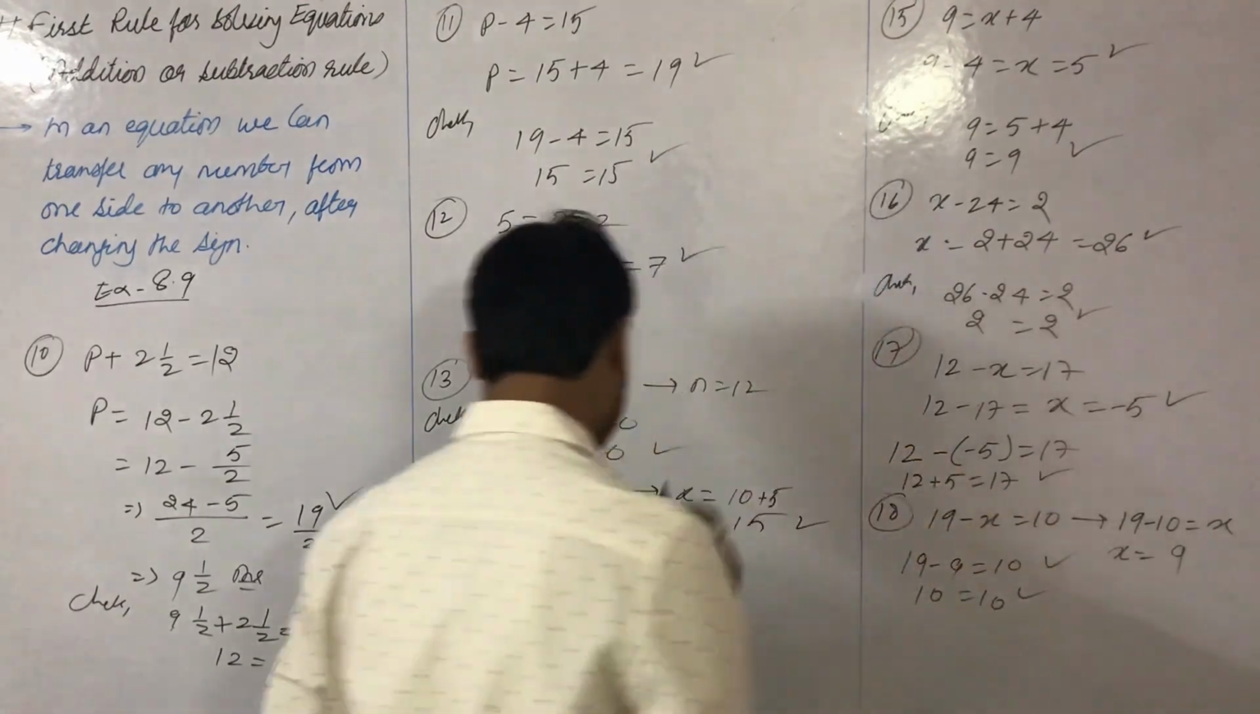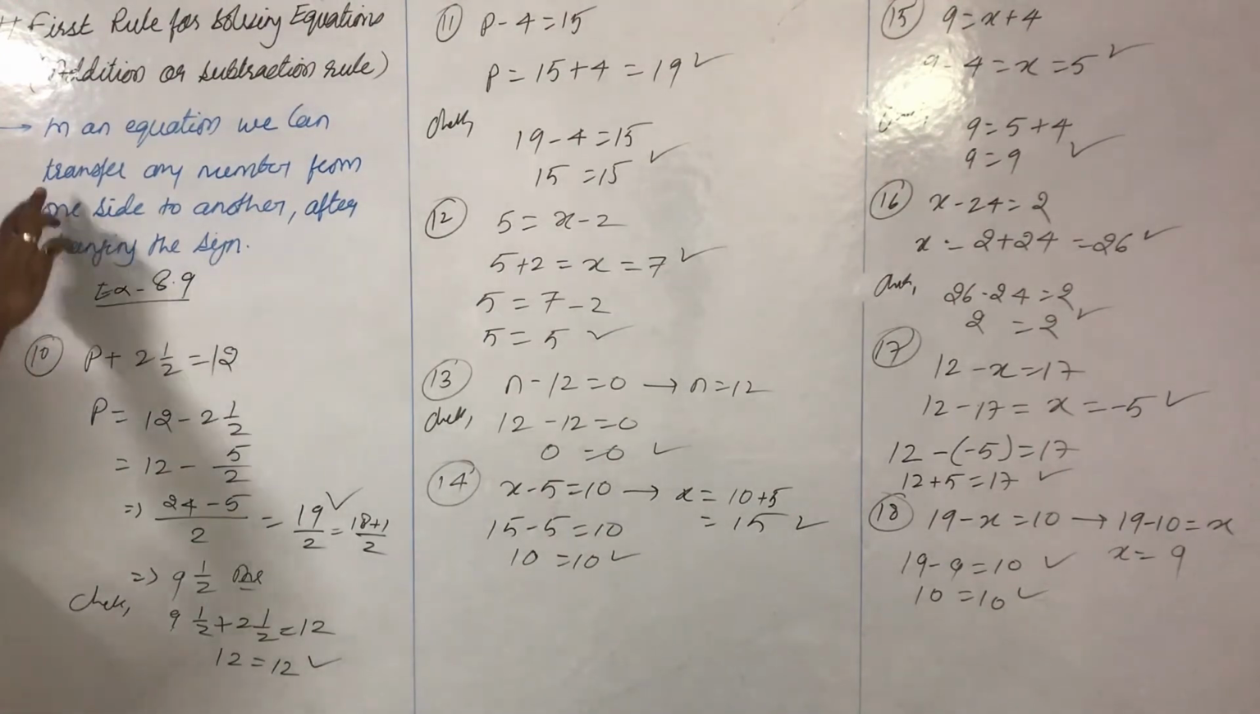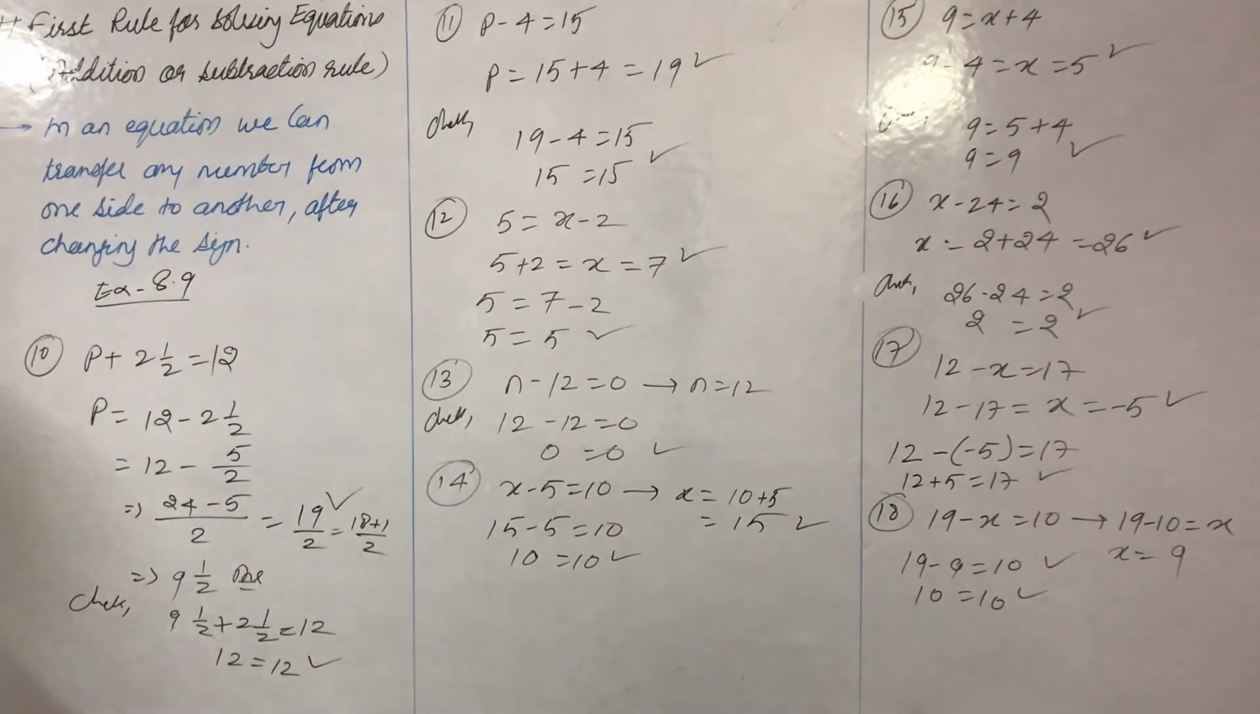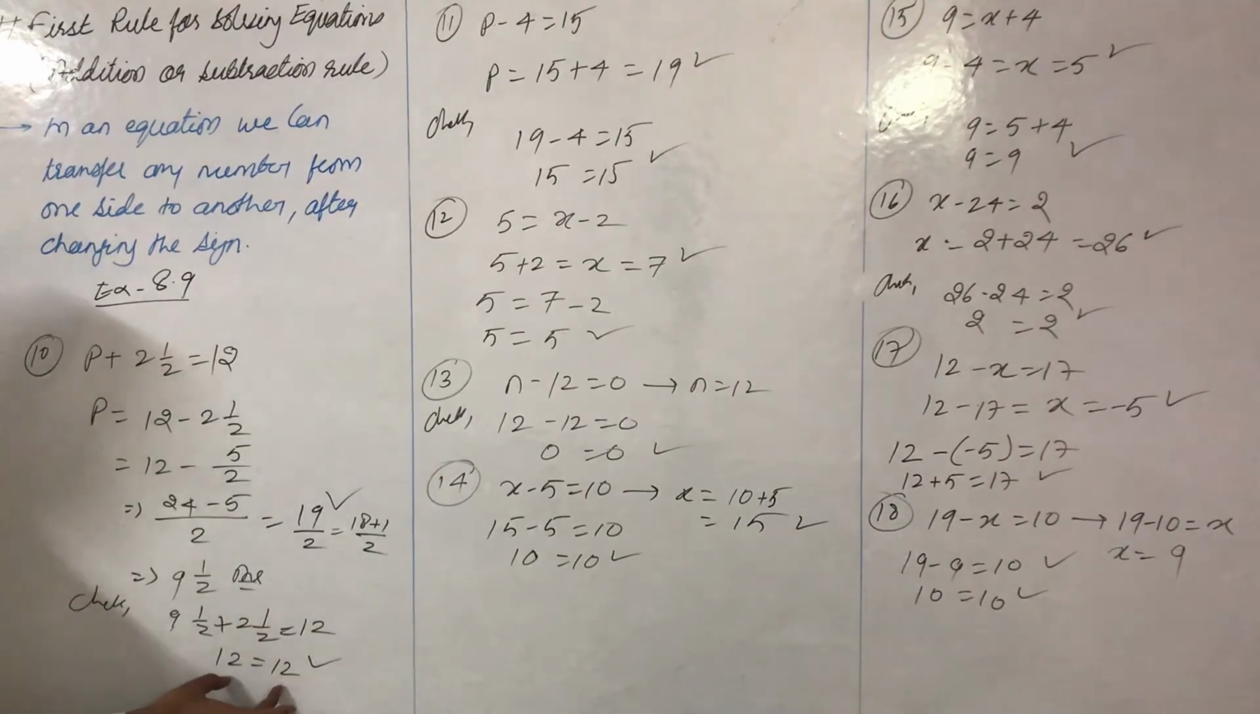So this is correct. So this entire exercise 8.9 is very simple. We can use only one concept or one rule in an equation. We can transfer any number from one side to another after changing the sign. And for check, please put the value of that unknown, x or p. You will find whether that answer is correct or not. If the answer is correct, both left hand side and right hand side become equal.